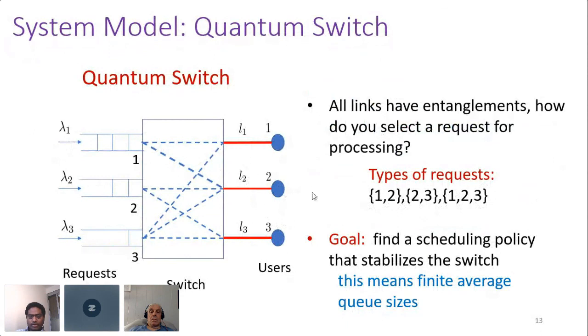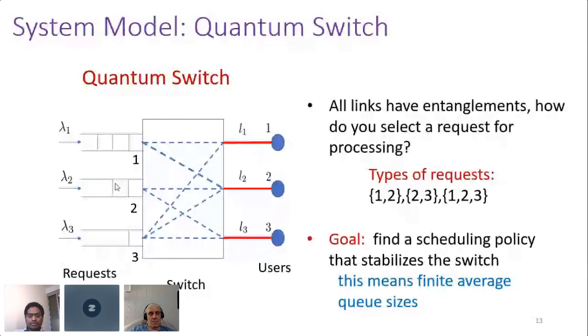We want to do that in such a manner that the scheduling policy stabilizes the switch. What I mean is that these requests are processed according to some scheduling decision that we make in such a way that the queue sizes of requests are finite over time. That is, their average queue size is finite over time. If you make bad decisions, then the requests coming in for end-to-end entanglements could just store in these queues, and the queue size could converge to infinity over time, which indicates that our switch is not able to serve requests coming at these rates. So we want to find a scheduling policy that can stabilize the switch for given rates.